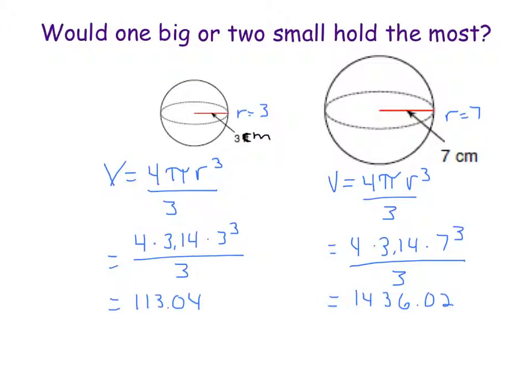All right, so that's what I got. For the small, it had a volume of 113.04 centimeters cubed, and for the large, 1,436.02 centimeters cubed. So there is no doubt which one is going to hold the most. And even if you have 2 of the smalls, even if we double that to 226, okay, sorry about the barking.